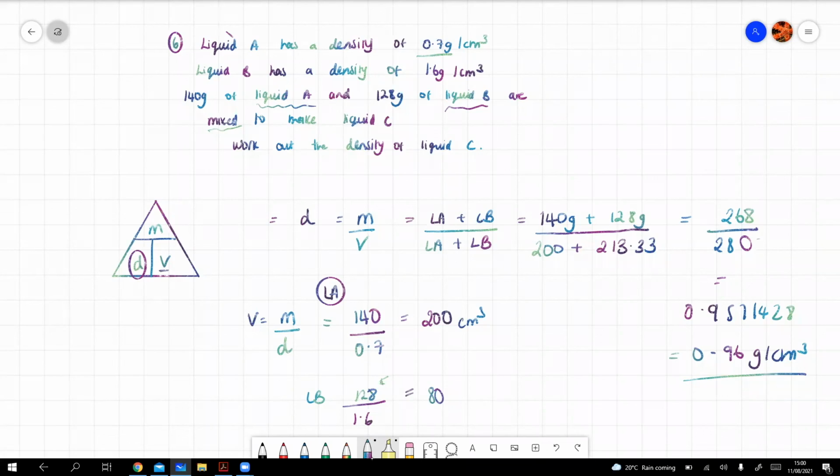Make sure you use the triangle when looking at questions revolving around mass, density, and volume. I hope this lesson was useful for you. Thank you for watching.